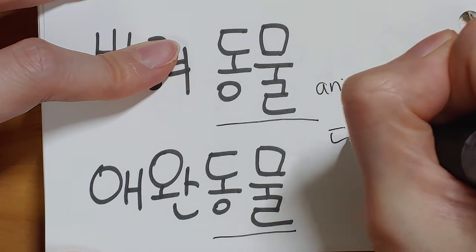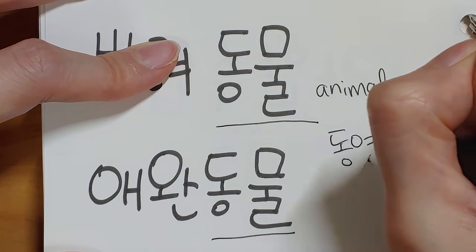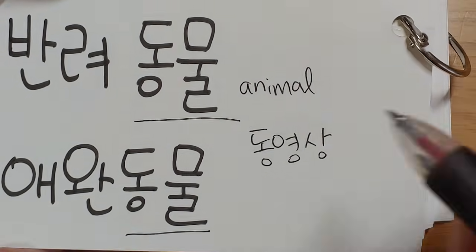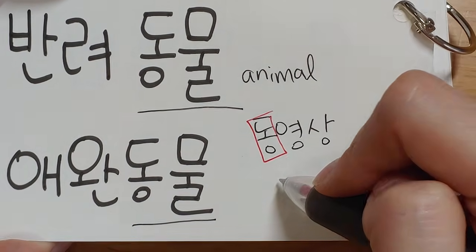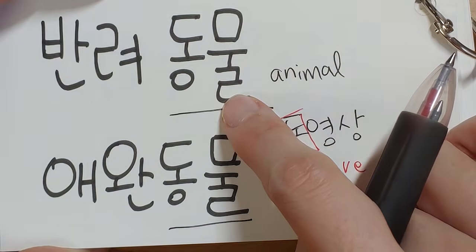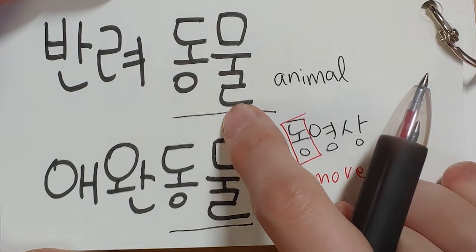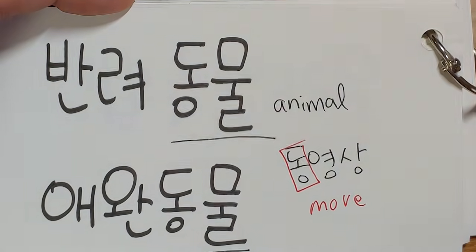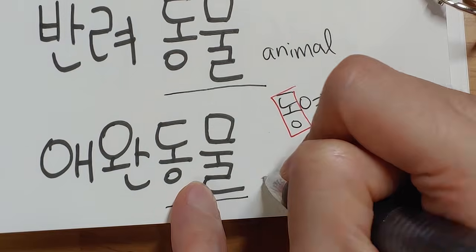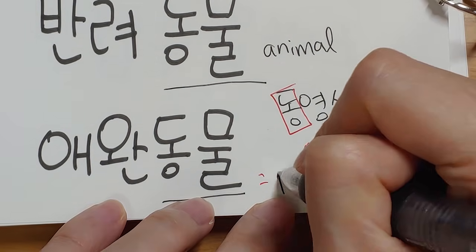동영상, guys, 동영상. This is a video. 동영상 means a video. So 동 here means move or moving. And 동물 literally means a moving creature. So 동물 means an animal. And 애완동물 means a pet.